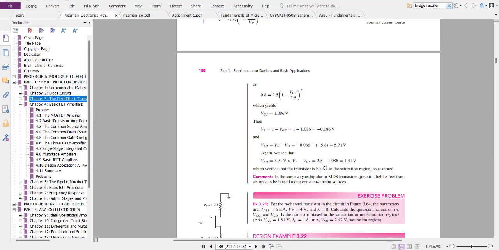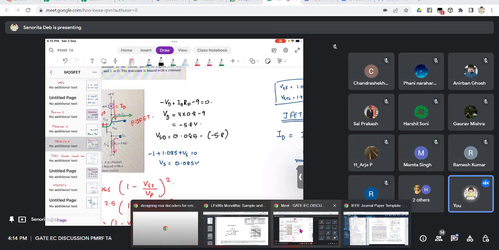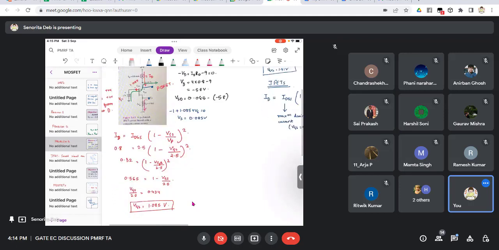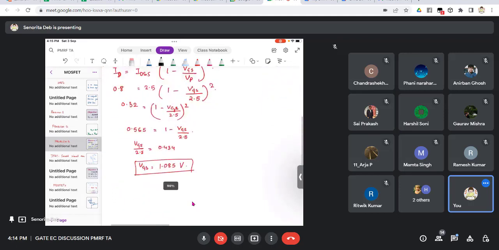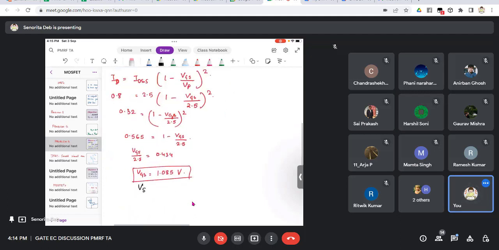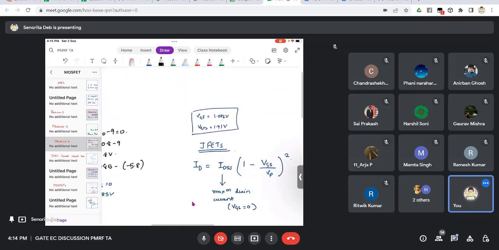Oh, I have written the wrong answer. The answer is 5.71. Yeah, so I have written the wrong answer. So VSD is coming to be minus 5.8 volt, plus 5.8 volts. Okay, so here I had written it wrong. It will be 5.8.